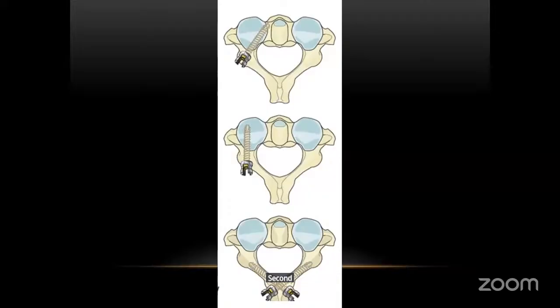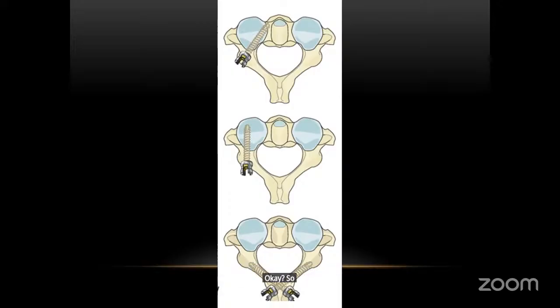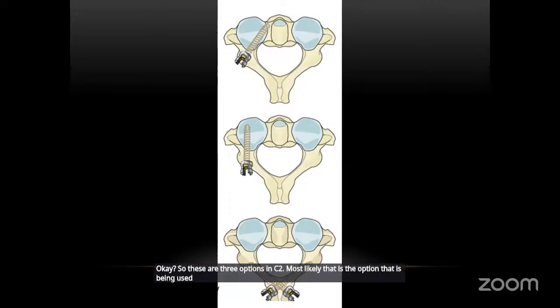Second is that in C2, we have three options. The first option is the transpedicular screw. The second option is the C2 lateral mass screws. And the third option is the translaminar screws. So these are three options in C2. Most likely, the options being used are transpedicular and lateral mass screws.